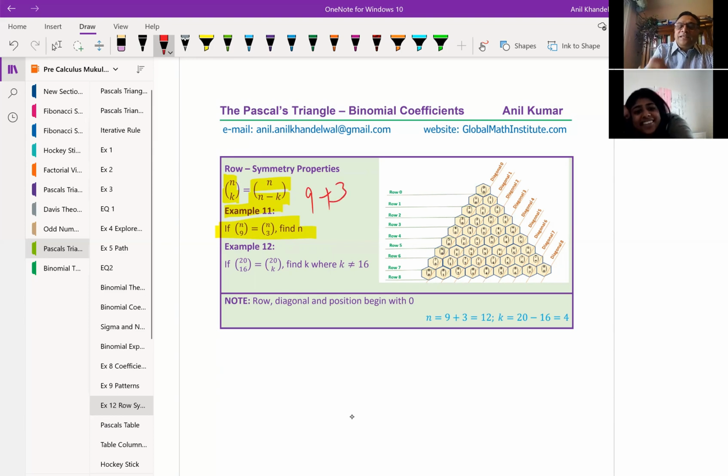Good job. This is a very easy way of looking into it, rather than solving two simultaneous equations. Don't do that. Just add them up, because you are moving from the left side and from the right side, same position, right? So you get the value of n. Similarly, based on this formula, if 20C16 equals 20Ck, what is k? k definitely is not 16. k has to be 20 minus 16, which is 4. Done. Got the idea, right?